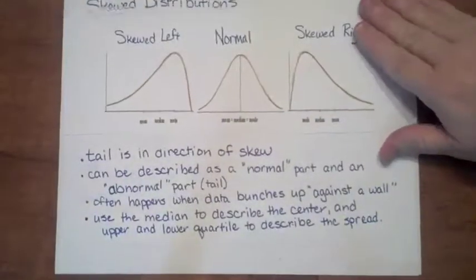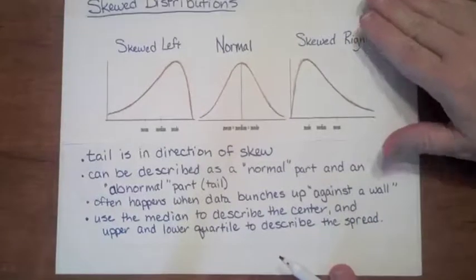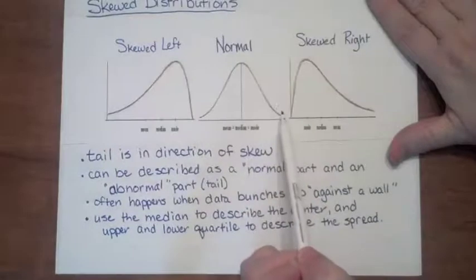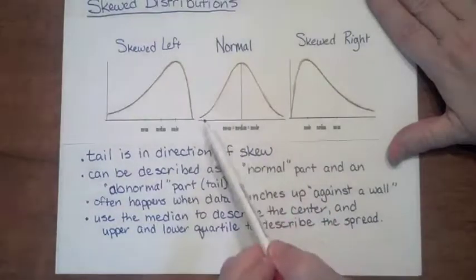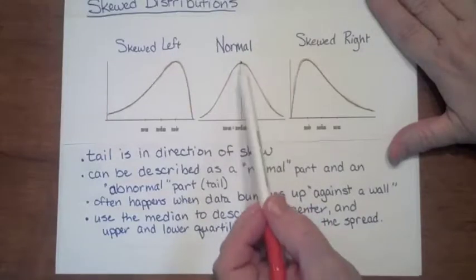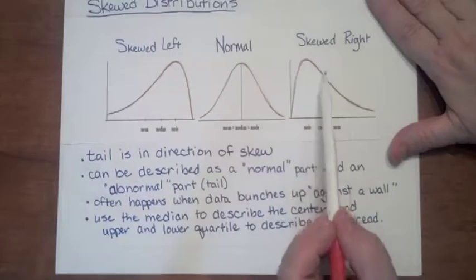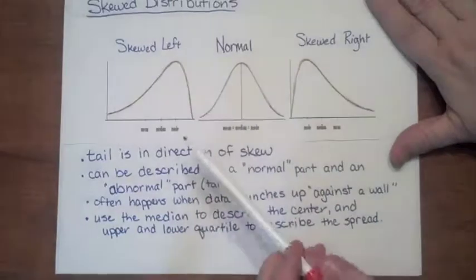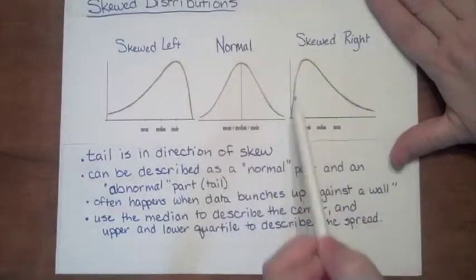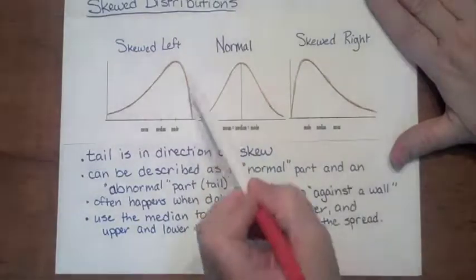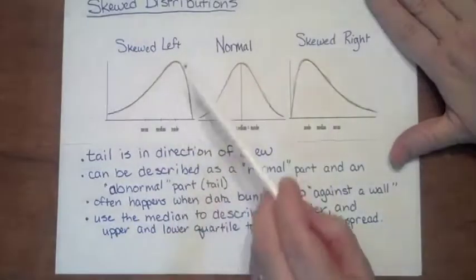Okay, next kind of distribution is a skewed distribution. If our normal distribution, which I just showed here so that you can get an idea of the difference, is symmetric, our skewed distributions are not. What happens is you have a tail that kind of drags out, and depending on what side the tail is on is what side you skew to. So this one has a tail to the right, so it's skewed to the right. This one is skewed to the left, and the tail goes to the left.